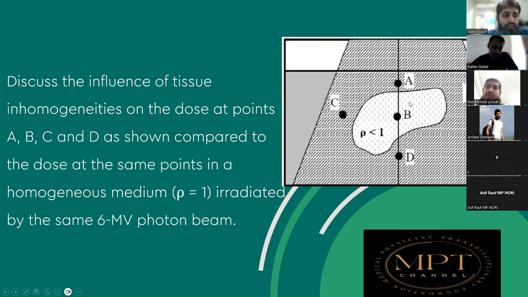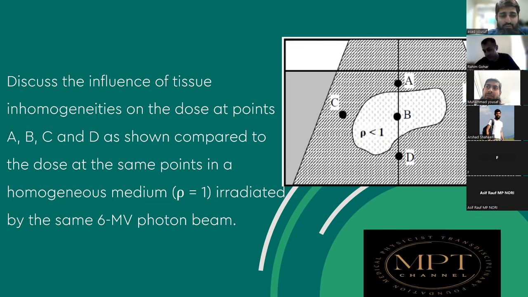Okay, I don't know. I think the A point dose will not be affected as much. The D dose, of course, it will affect. It will be higher or lower, I think. So you have to stick with one. Will it be higher or lower? Okay, lower. You are in the right direction.